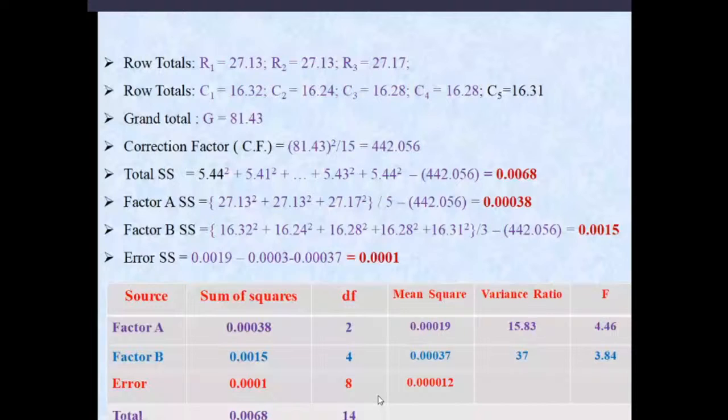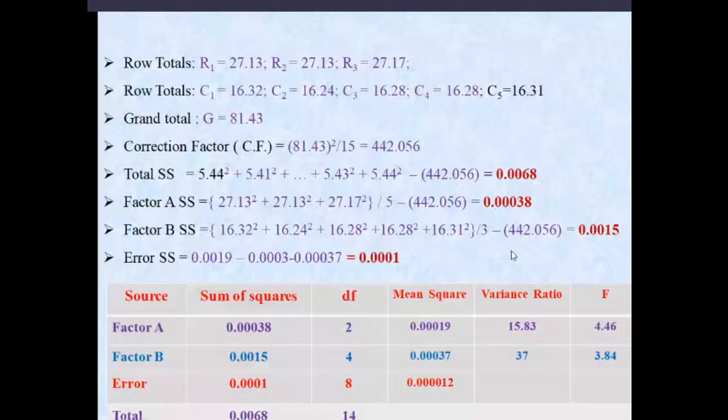Okay, so the mean square for this one is the sum of squares divided by its degrees of freedom, that is called the mean square. And then compute the variance ratios, and then compute the effect. Okay, so this is the way of computing the two-way analysis of variance. Similarly, you can evaluate for m observations per cell also.